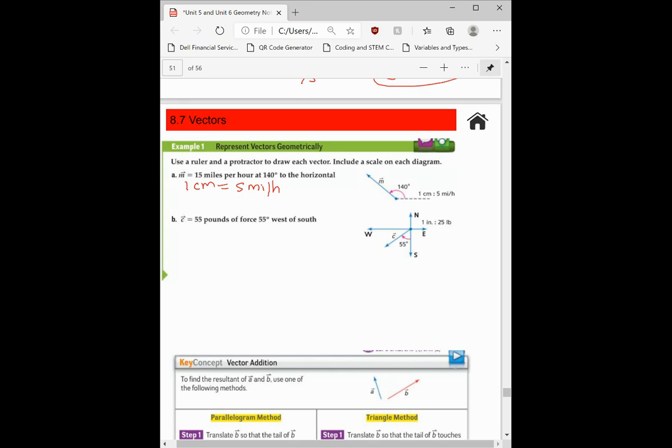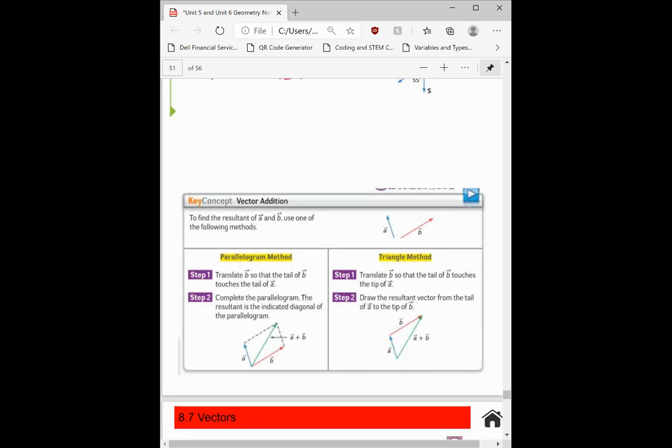For B, they used a scale of 1 inch equal to 25 pounds. Then they labeled an arrow doing 55 divided by 25, or about a 2.2 inch arrow at 55 degrees west. They did this so they were able to draw this to a smaller scale instead of drawing everything very large. So let's go ahead and look at some concepts here.